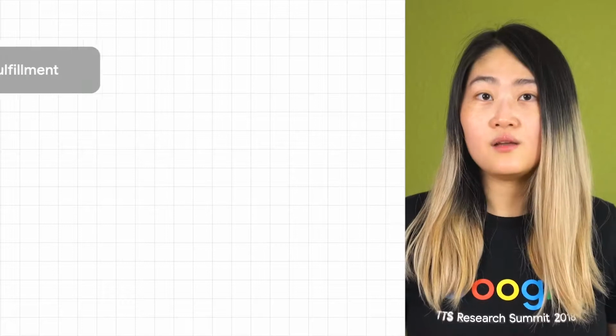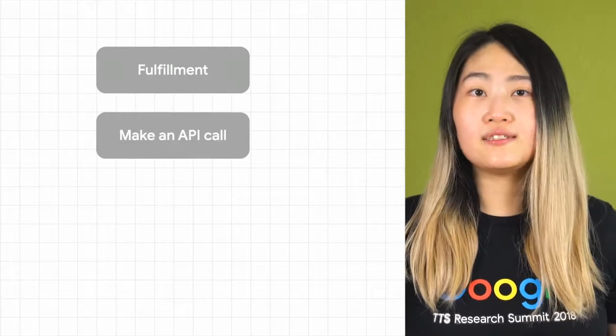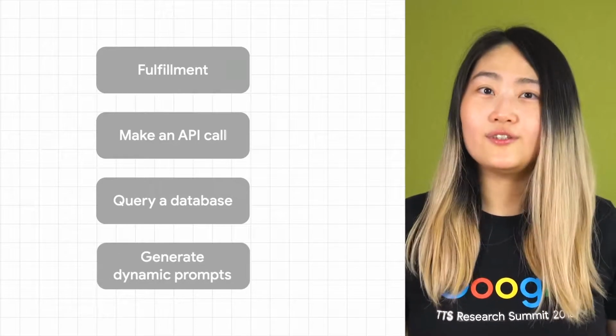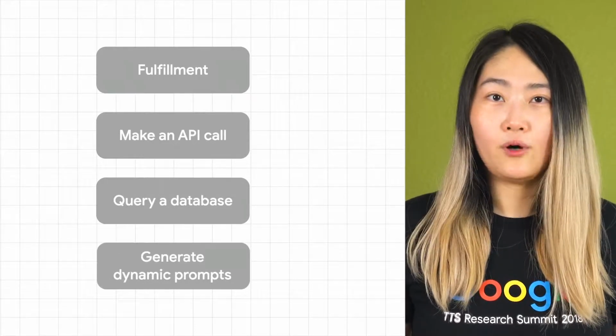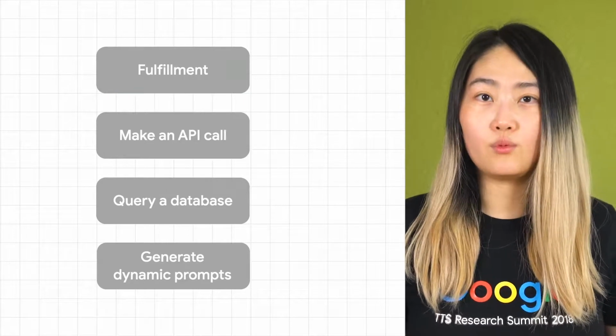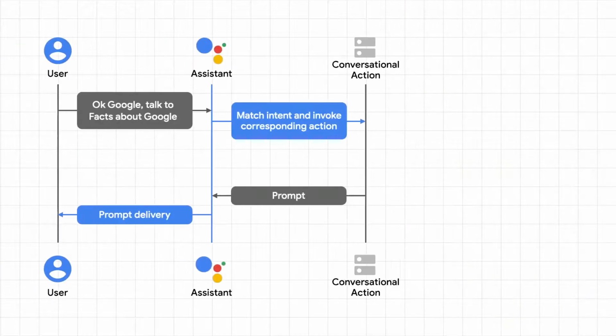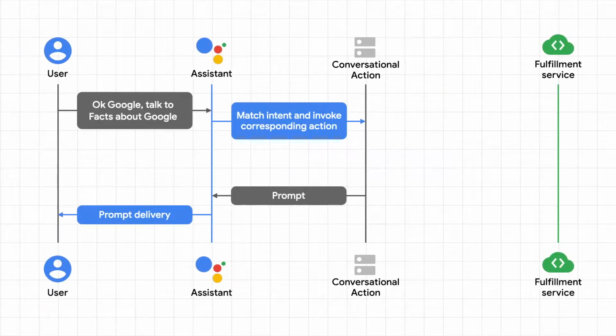Now, there are times when your action may want to make an API call, query a database, or dynamically generate prompts. To do that, your action can trigger a webhook that sends a request to a registered event handler with a JSON payload. Let's go back to the diagram and update it with a fulfillment service to handle those types of requests.